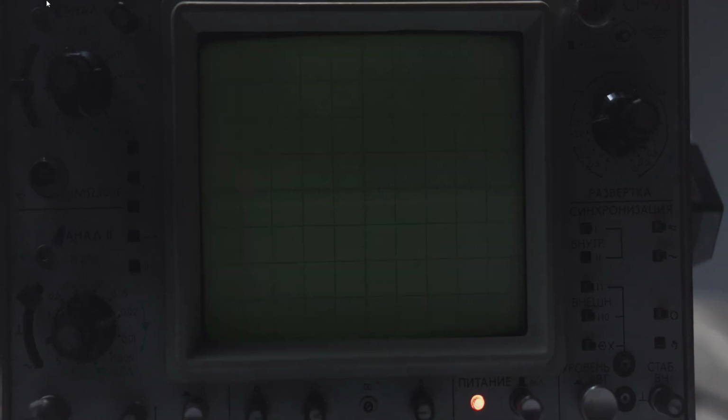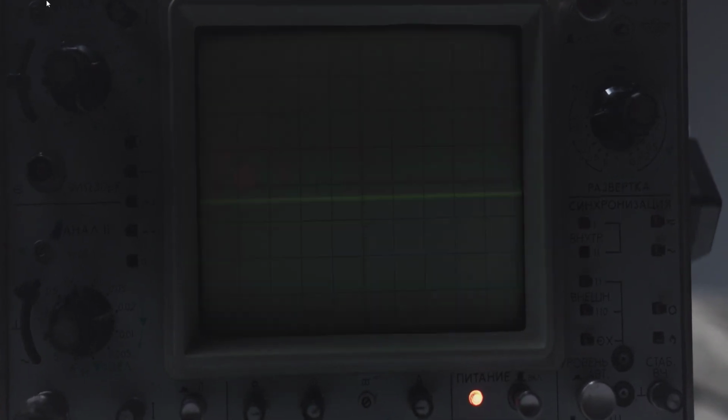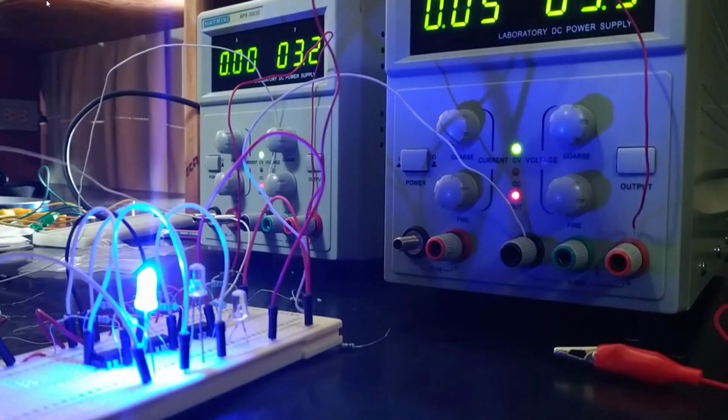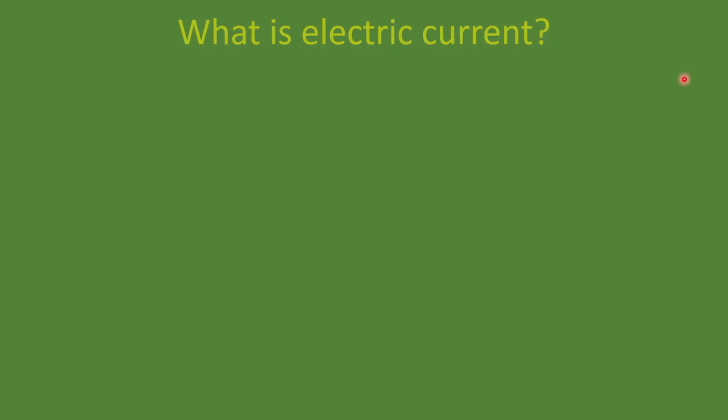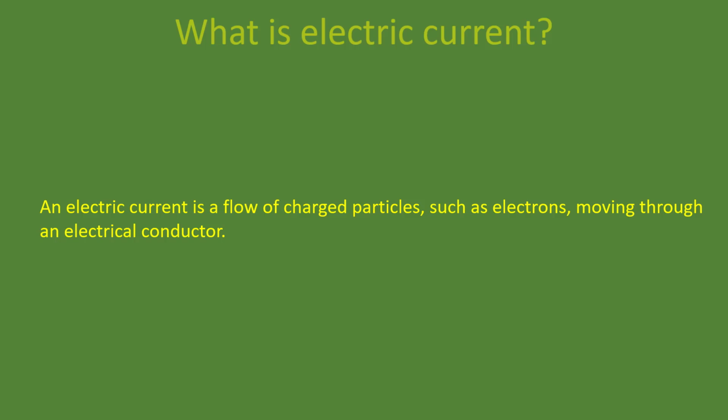In this video, we will learn about current, the causes of currents, different types of current, and some circuit analysis problems. What is electric current? An electric current is a flow of charged particles such as electrons moving through an electric conductor. We know the charge of an electron is negative, and the charge of a proton is positive.